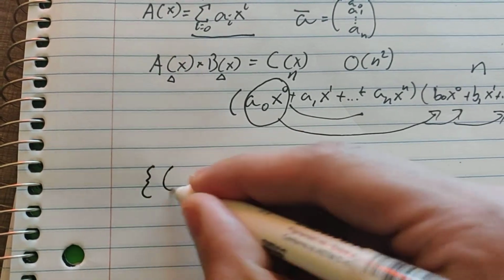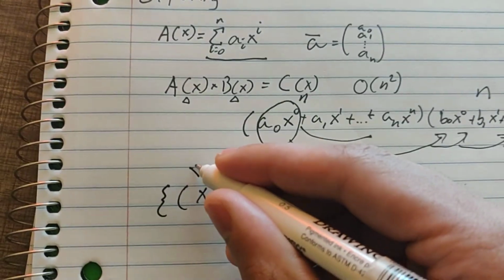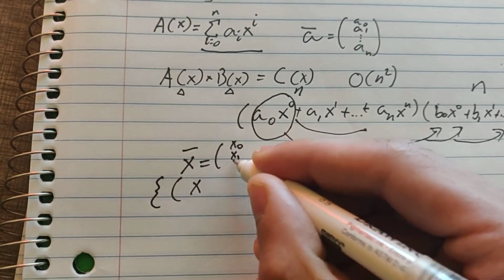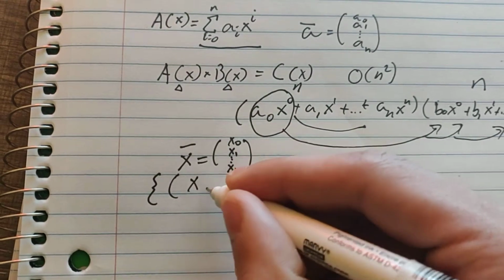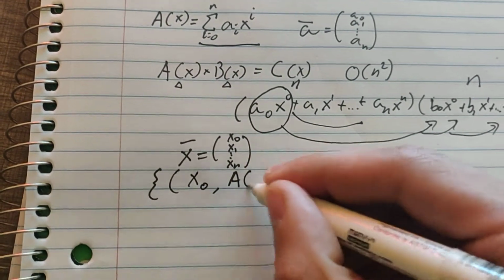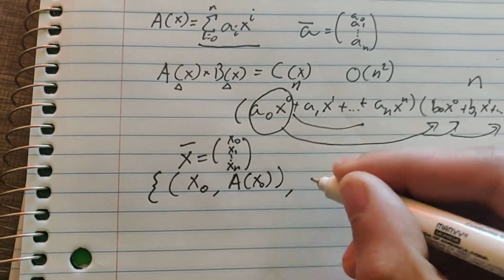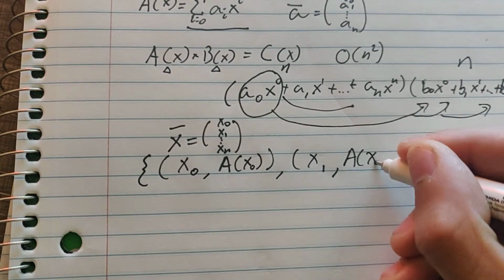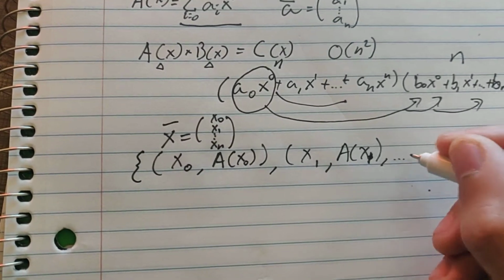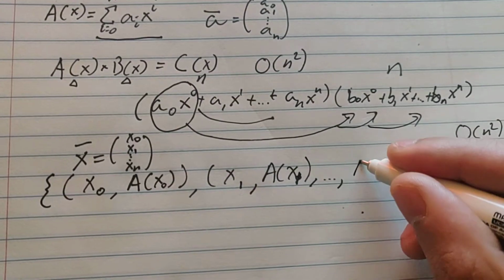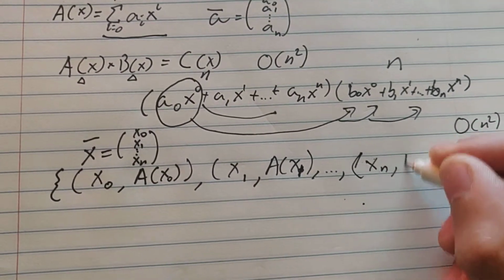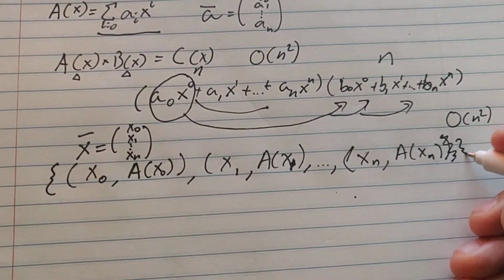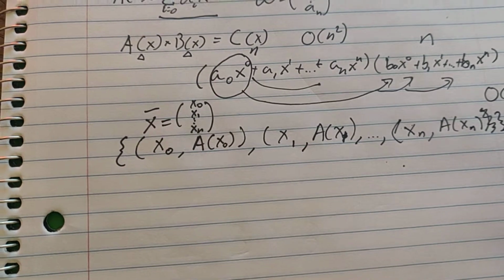For a set of points, we're going to call this x bar, so you have x0, x1, all the way to xn. You will have x0 and then A(x0), and you keep doing this for each different point inside of the x bar vector. The benefit of this is that you can do a lot of things quicker with this.